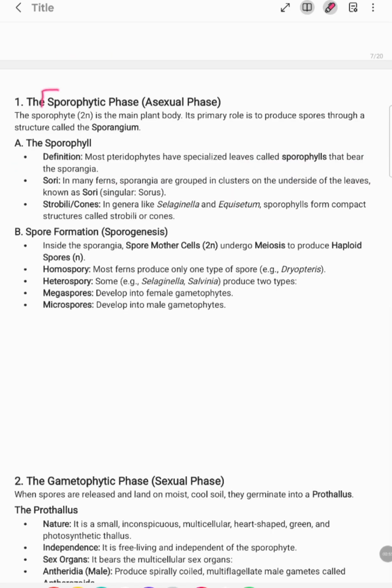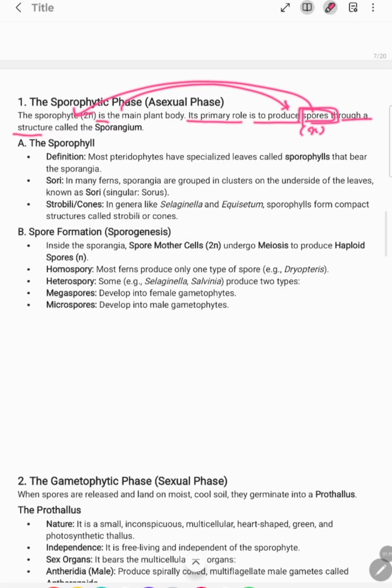Now we are going to study about the sporophytic phase, which is the dominant phase in the pteridophytes. It is also known as the asexual phase. The sporophyte, which is 2n, is the main plant body. Its primary role is to produce spores, through a structure known as sporangium. Inside the sporangium, your spores are produced.